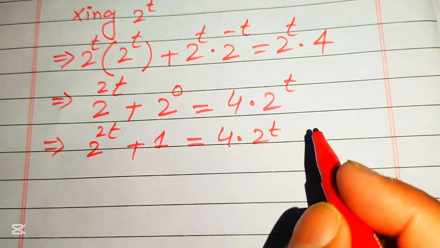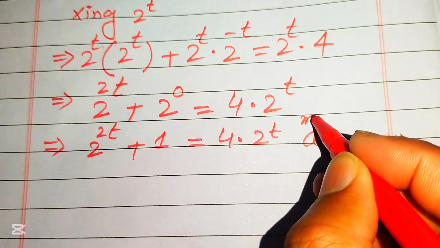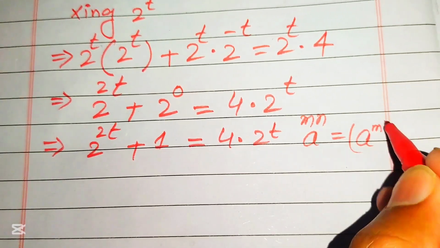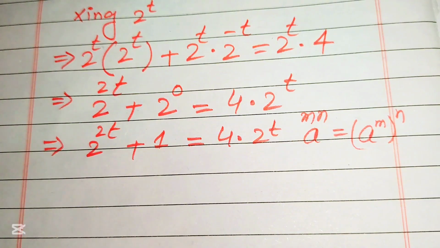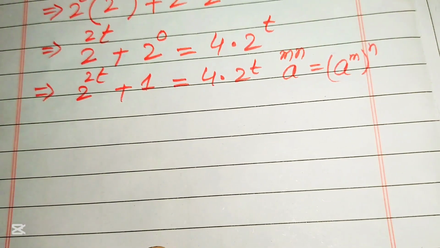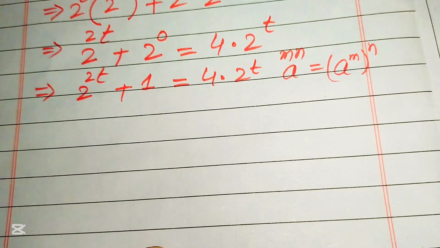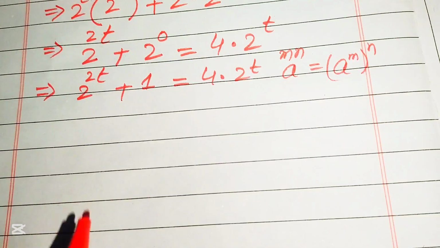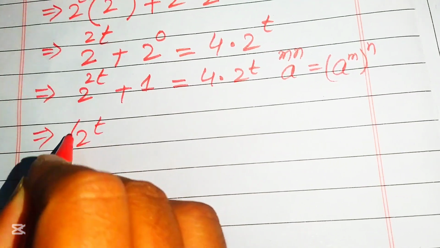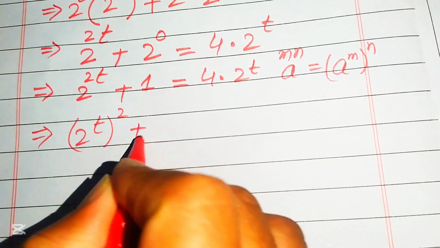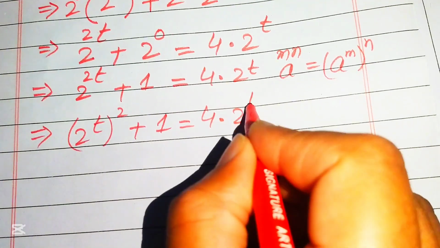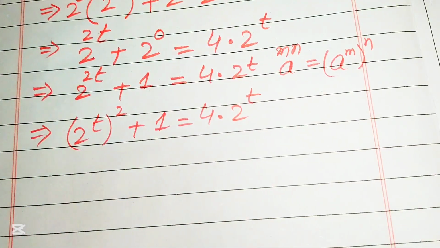So here we apply the nice exponent law. You know that if you have a to the power of m multiplied by n, we write it as a to the power of m, to the power of n. So according to this rule, we break this value here, and it will be written as 2 to the power of t, and its whole square, plus 1 equals 4 times 2 to the power of t.